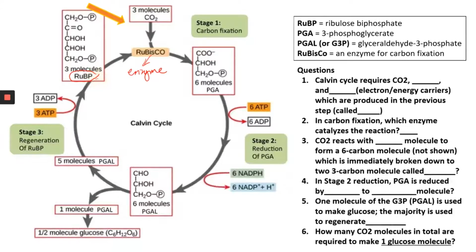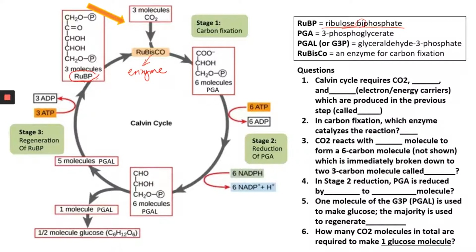This chemical is ribulose bisphosphate. Ribulose, with the -ose ending, is a sugar. It's actually a 5 carbon sugar, so if you count 1, 2, 3, 4, 5 carbons. And bi means 2, so this 5 carbon sugar has 2 phosphate groups attached to it. Again, you don't have to memorize the name. I probably will just give you this abbreviation. Just know what it does.